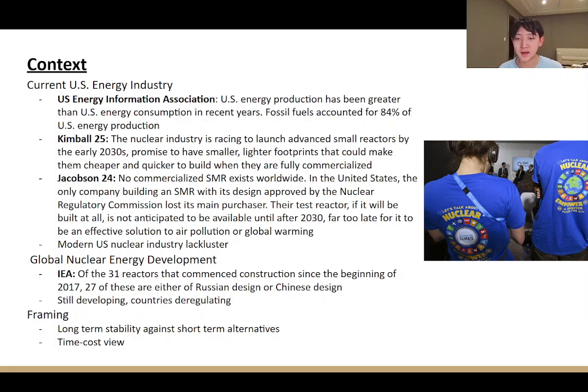What that means is that the US right now is showing interest toward nuclear energy, but we haven't seen that full shift yet because we're still completely reliant on fossil fuels, especially with Trump starting to deregulate the industry and allow more access that the Biden administration previously prohibited. And according to Kimball 25, the nuclear industry is racing to launch advanced small reactors by the early 2030s, promising smaller, lighter footprints that could make them cheaper and quicker to build when they are fully commercialized.